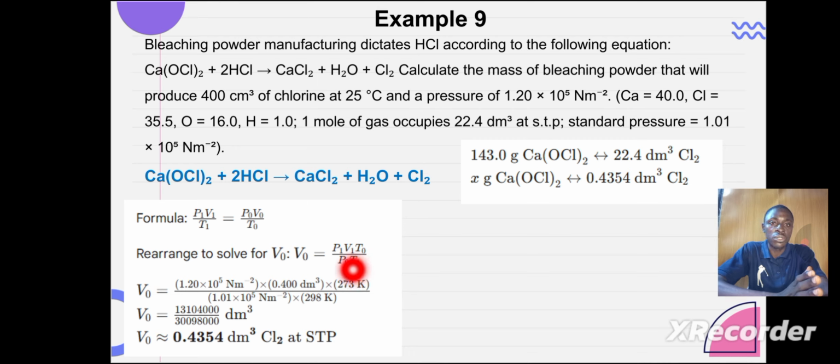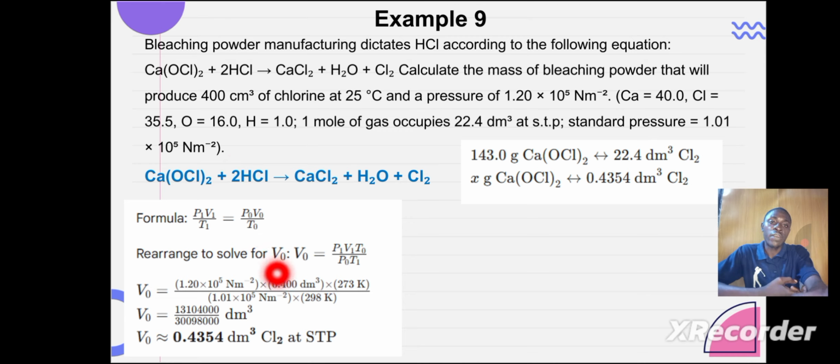If you observe, we have to convert 25 degrees Celsius to Kelvin, because the temperature we use for gas laws is absolute temperature, which is gotten by adding 273 to the Celsius temperature. Also, this was covered in the previous videos, so endeavor to catch up if you have to. So once we substitute and divide, we'll get that at STP the volume is 0.4354 dm cube.